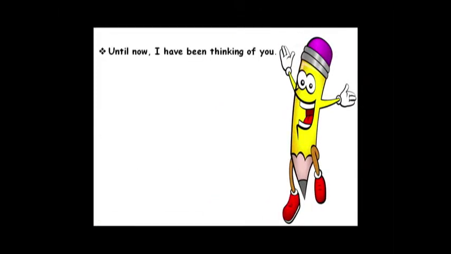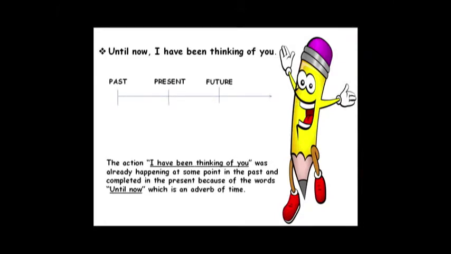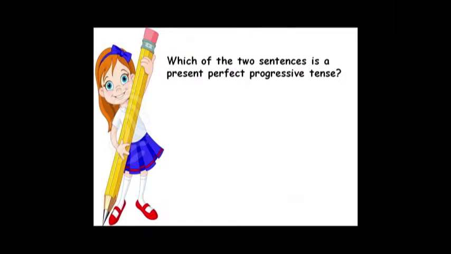The second example is, until now I have been thinking of you. The action I have been thinking of you was already happening at some point in the past and completed in the present because of the words until now, which is an adverb of time. In other words, in present perfect progressive tense, the action will only be completed if there is an adverb of time. Now, let me ask you a question.